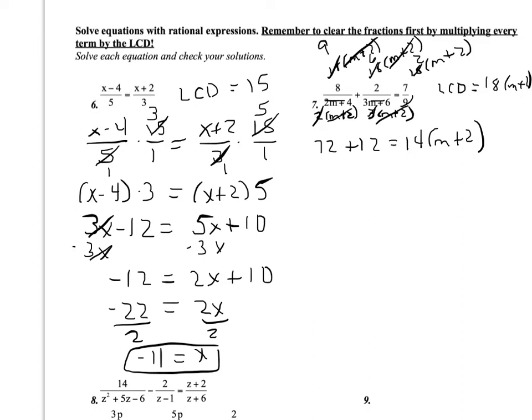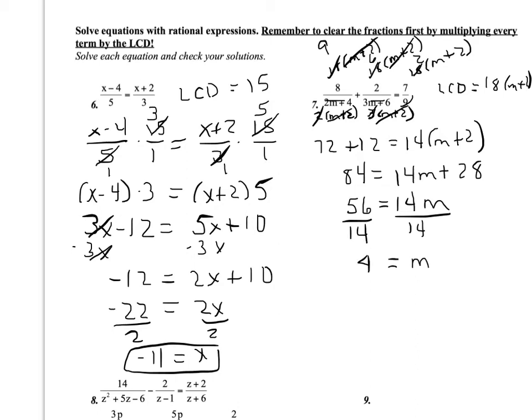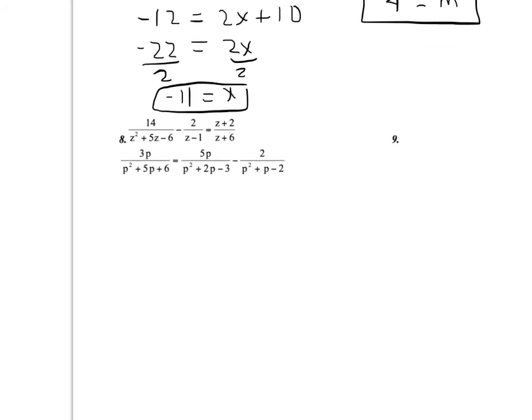So on the left, combining 72 and 12, I get 84 is equal to, on the right, I'll have 14m plus 28. If I subtract 28 from both sides, I will have 56 equals 14m. Dividing both sides by 14 will tell me that m equals 4. And if I go back and look at the original problem, and I can check it in factored form, using 4 in any of the denominators will not create 0 in a denominator. I won't have anything that becomes undefined. Therefore, that should be a solution.